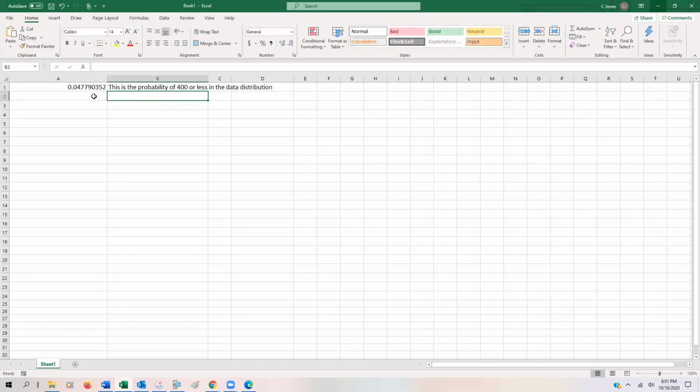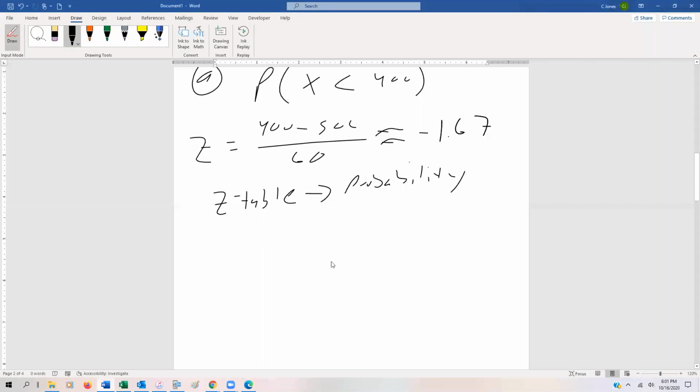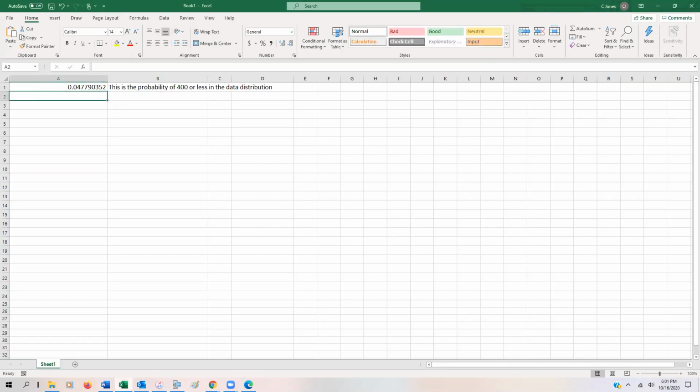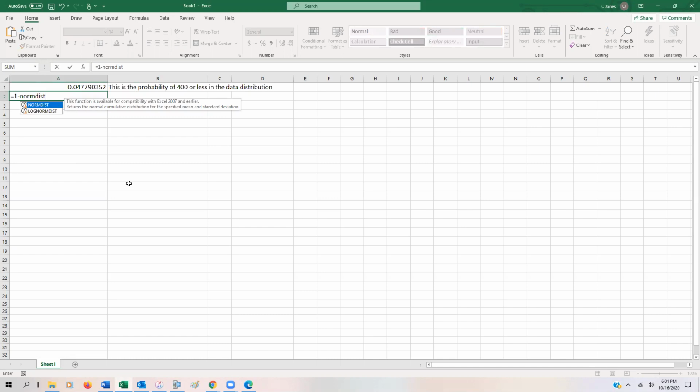Now what if we wanted more than? Let's say I wanted the probability that X is greater than 700. We're going to get a pretty small probability. In Excel, we would just do equals 1 minus NORM.DIST. I have to make sure we define all the parameters. X is going to be 700 this time, the mean is 500, the standard deviation is 60, and we're going to do true.